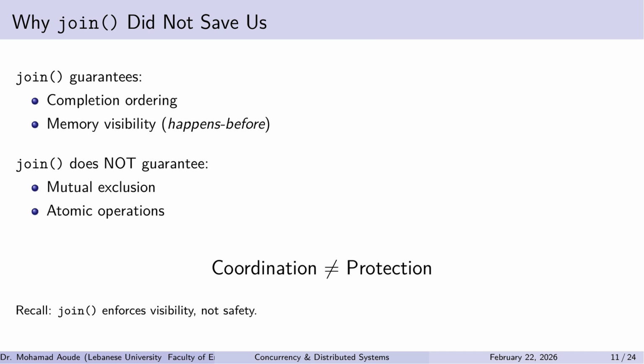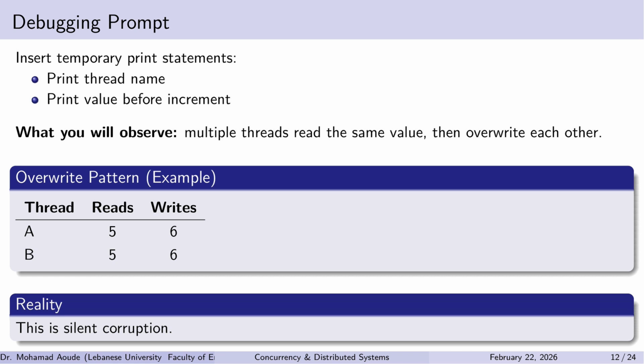But join does not enforce mutual exclusion while the thread is running. It does not prevent interleaving inside the loop. So, coordination is not protection. When debugging concurrency, reduce the example to minimal threads and minimal iterations.